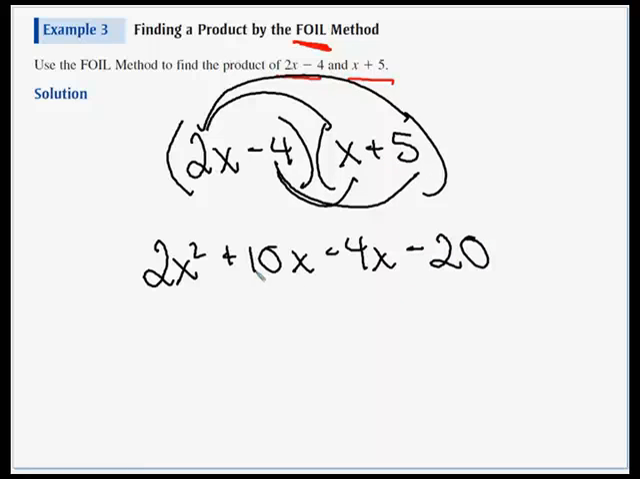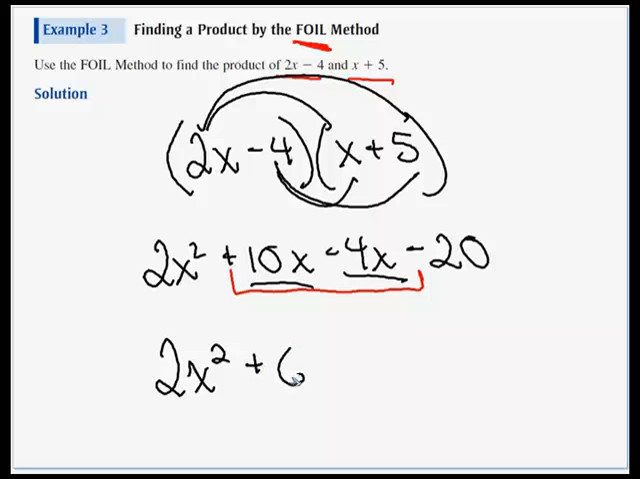Usually when you FOIL these out, the inner terms are going to combine. So the 2x squared stays. 10x minus 4x is 6x. And then we have our constant at the end, minus 20. So there's our product when we FOIL them out.